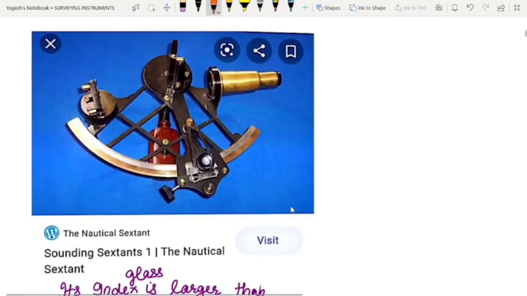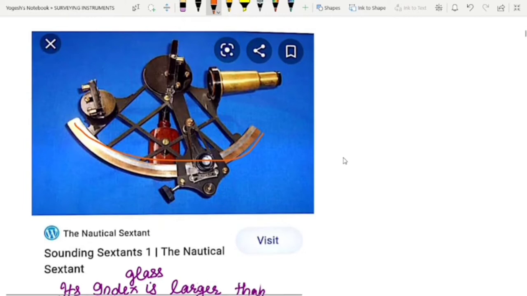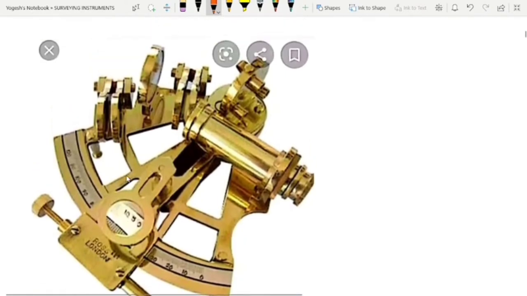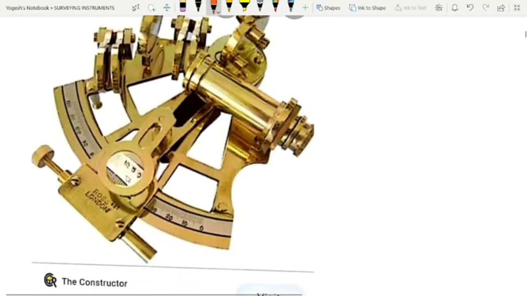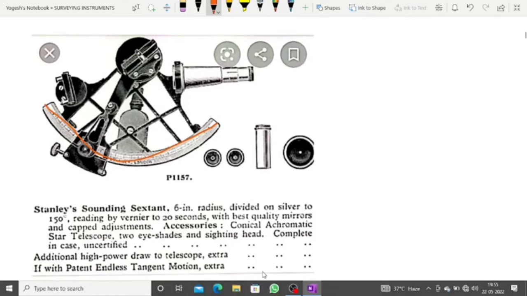This is called the sounding sextant, as we discussed in our chapter of nautical sextant and sounding sextant. In this case, this particular scale is large. Its index glass is larger than the index glass of the nautical sextant. Otherwise, there is not a very big difference other than the index glass size. So this is also a nautical sextant, or you can say the sounding sextant diagram. Please be careful. This is the stainless sounding sextant. The sounding sextant was developed by Stanley. That's why the name is given as the stainless sounding sextant.